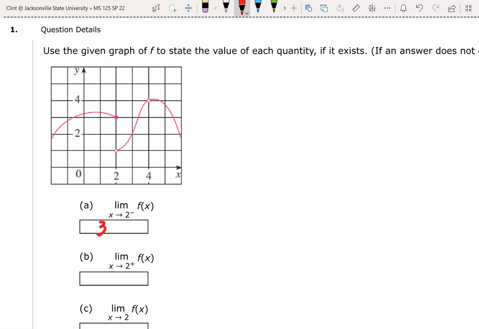Not bad, yeah, 3 on that one. Next one's approaching 2 from the right. Coming in down the slope on the right side, so our limit is 1. Yeah, 1 on that one. It does take a minute to figure out their grid lines.